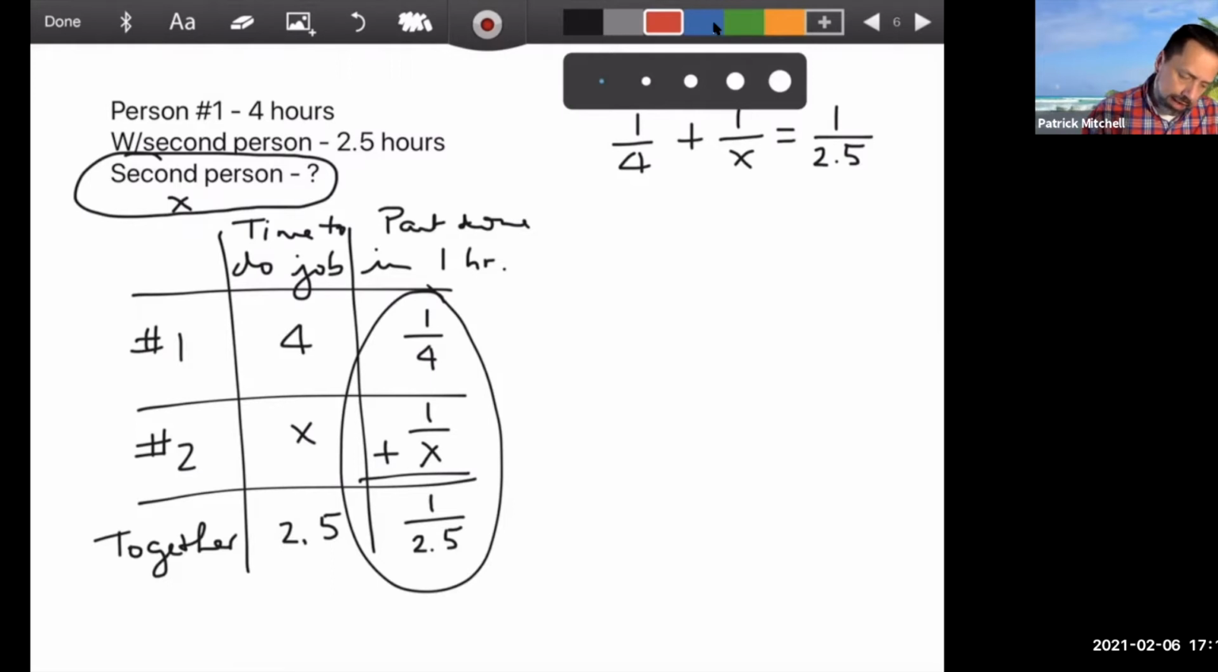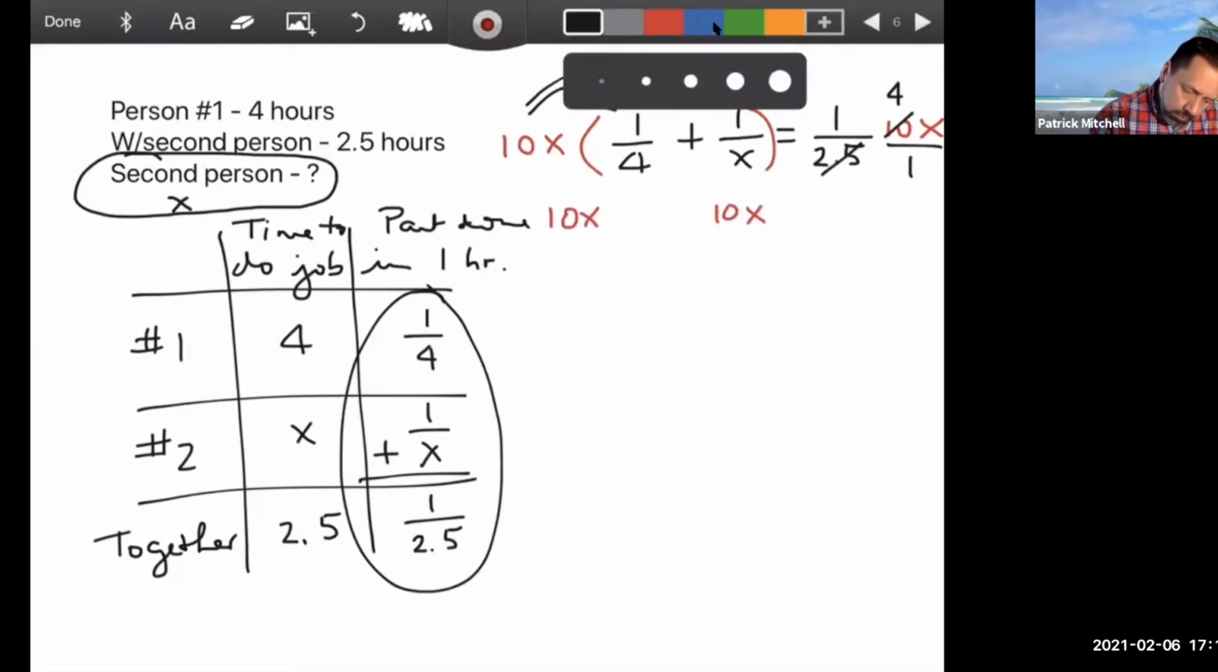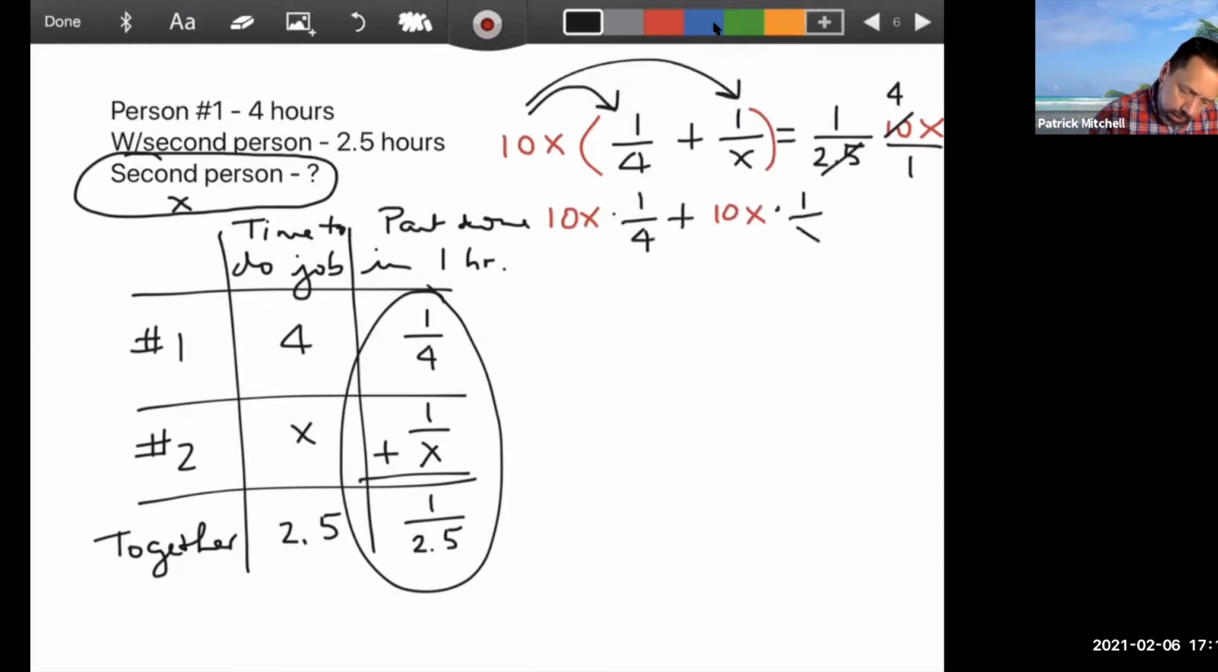That's fine. All right, so 2.5 times 4 is 10. 10 times x is 10x. So why don't we just multiply both sides by 10x. All right, so on the right-hand side, 2.5 goes into 10 4 times. And on the left-hand side, we have 10x times 1/4 plus 10x times 1 over x equals 4x.